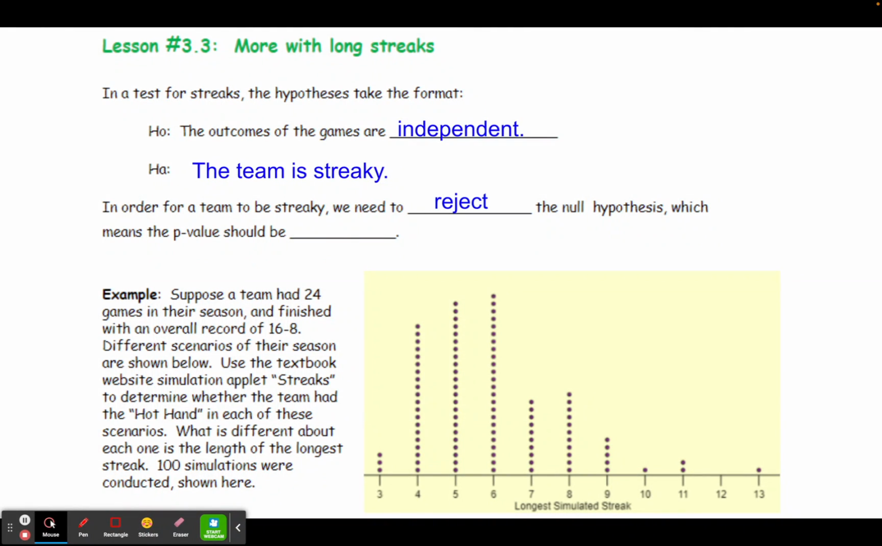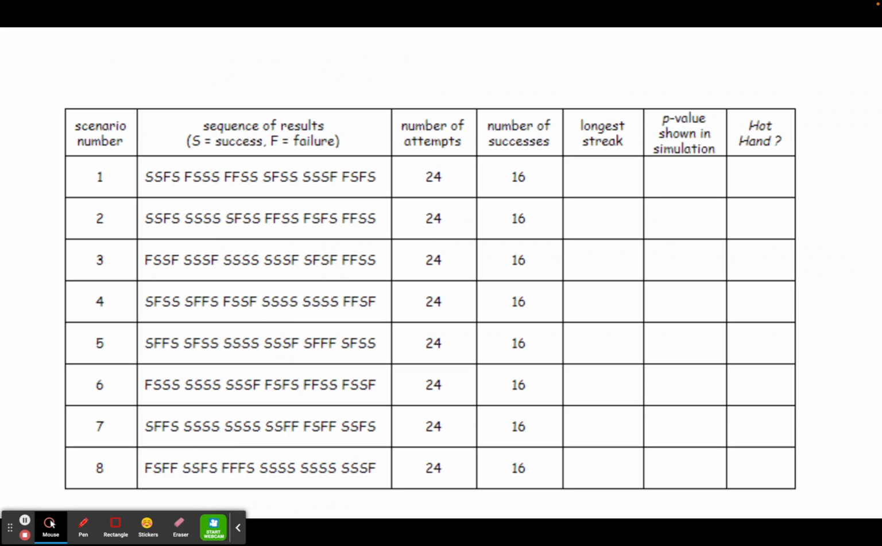To do that, we know that our p-value has to be small, which means it has to be less than 5%. For our example today, we're going to look at a team that had 24 games in their season, and they finished with an overall record of 16-8. We're going to examine different scenarios of the season where the number of successes and failures are mixed around so that they have different lengths of streaks, and we're going to see when the team becomes streaky versus not streaky. These are all for a season where they finish 16-8, so the same number of overall wins and losses, just different lengths of streaks.